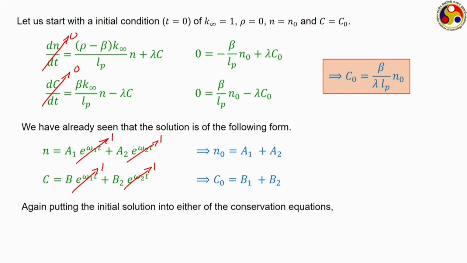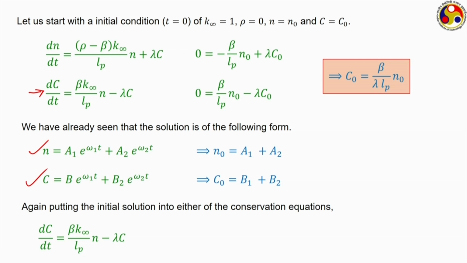And again, these are the two conservation equations that we already had. The first one is the conservation of neutron density and the second one is the conservation of delayed neutron precursors concentration. There, let us pick up the second equation, this particular one, and there we put these two forms of n and C. This is not t equal to 0 I am talking about, this is the general expression where we are putting n and C.